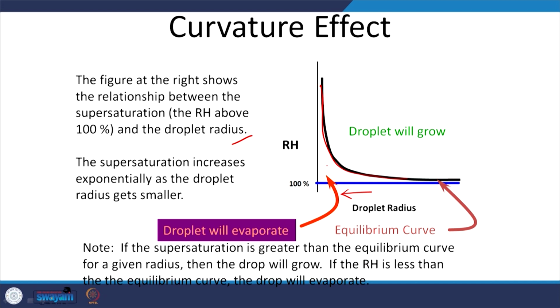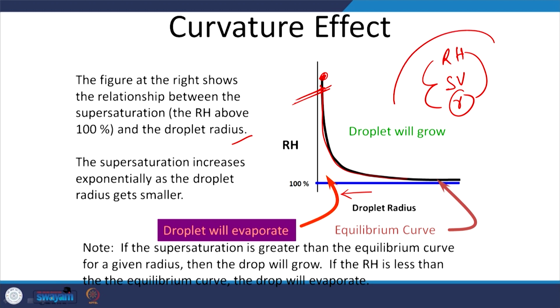So eventually, when the supersaturation increases to very large values at these relative humidities, automatically the droplet will evaporate. So if the supersaturation is greater than the equilibrium curve for a given radius, these are optimized against each other: the radius against the relative humidity against the saturation vapor pressure, right. So these three, the relative humidity, the saturation vapor pressure and the radius of the droplet, are interconnected, in the sense that one has to do with the other, right. So these three create what is called the curvature effect.